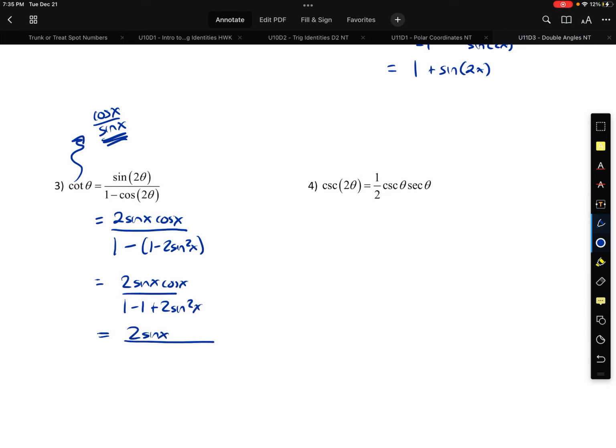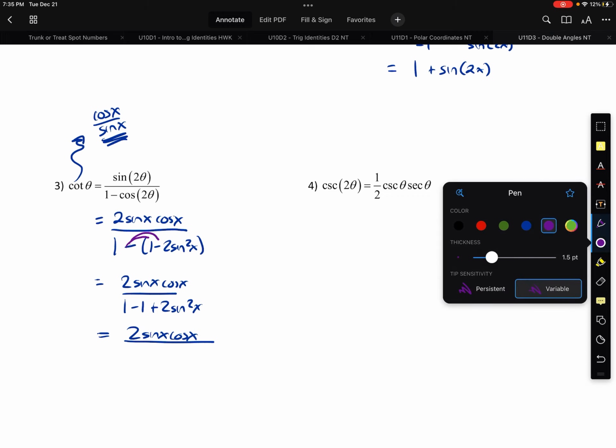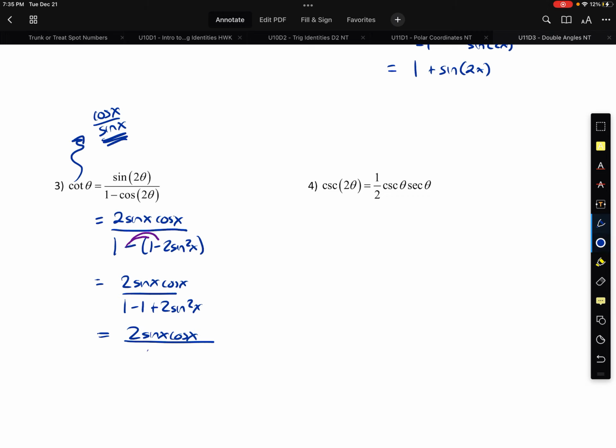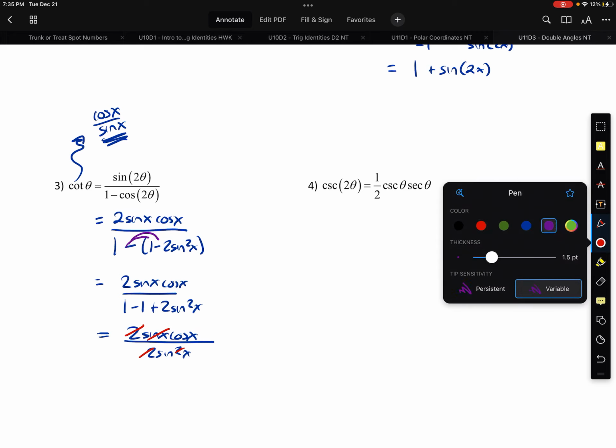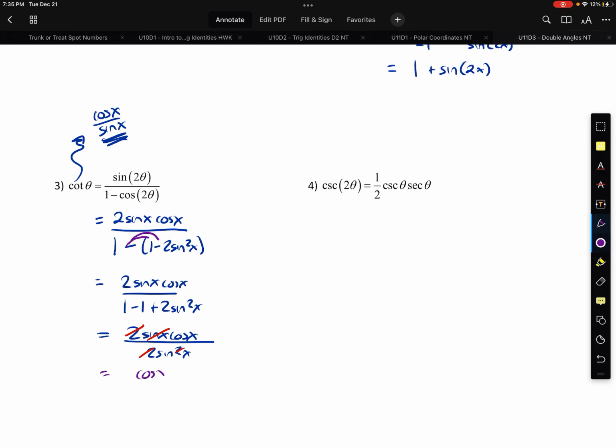Alright, so remember, key algebra idea, we distribute that negative. Right, this is something people make a little bit of an error with. Alright, so then we have 2 sine squared x. Alright, what can we do? We can cancel. Cancel the 2, cancel the sine. We're left with cos x over sine x, which is cotan x.